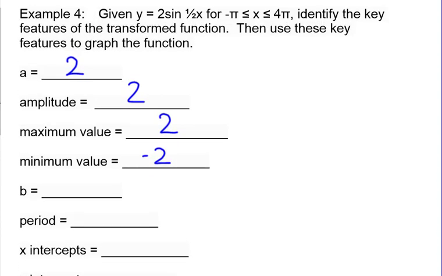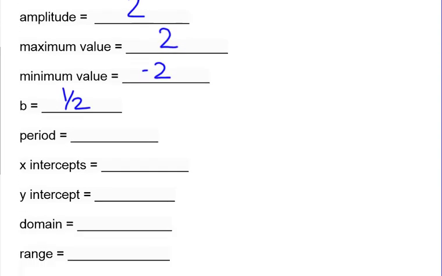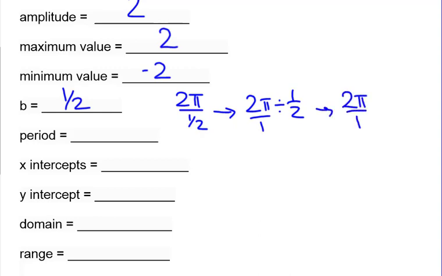We have a b value of 1/2. So again, if we have 2 pi, because we're in radians, divided by 1/2, well, that's the same as, if you want to rewrite it, remember fractions aren't scary. So this is 2 pi over 1 times 2 over 1, which gives us 4 pi. So our period is 4 pi.